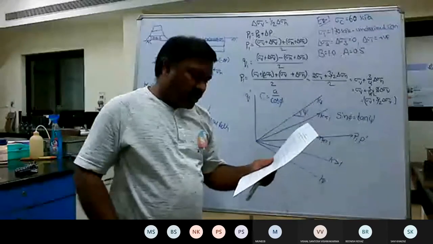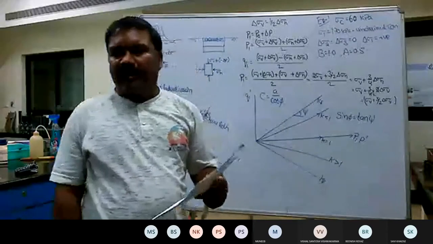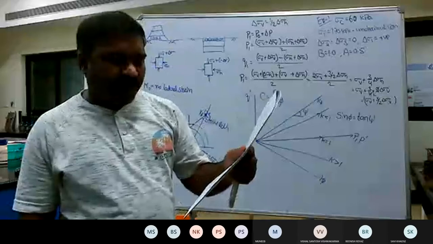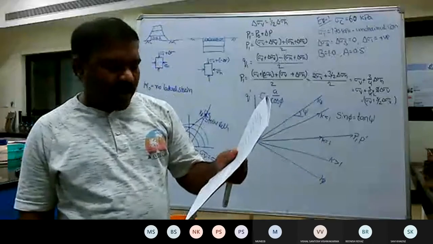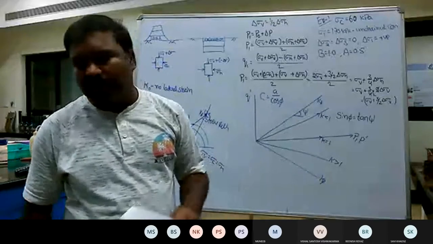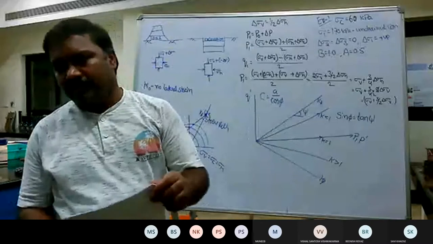Sketch total and effective stress paths for the undrained loading and calculate the pore pressure in the soil at the end of the loading.